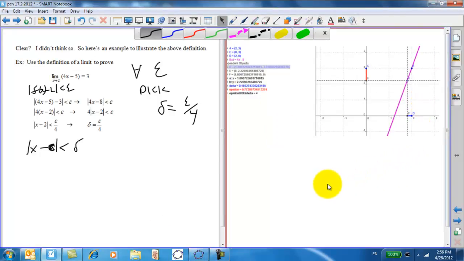So basically, let me emphasize this a little more. This, in red here, is our epsilon. And in blue, that's delta. If we want to get within a certain epsilon of the limit, we must pick delta to be of a certain size, small enough. In this case, we pick delta equal epsilon over 4, no matter what epsilon is.